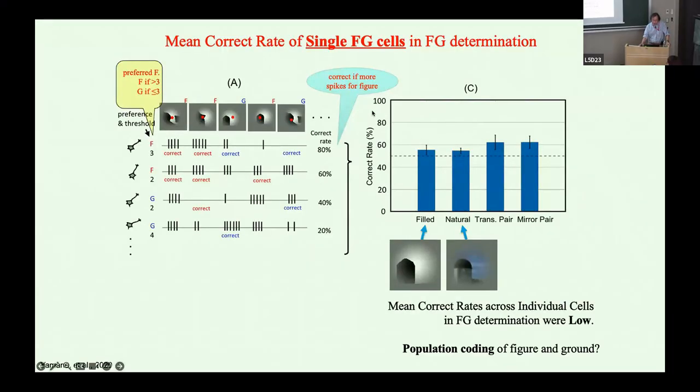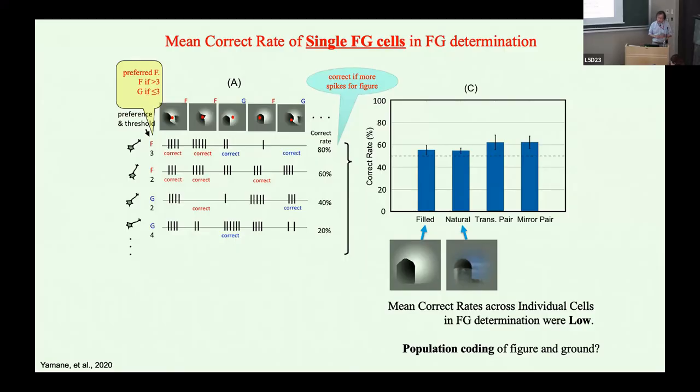This shows the mean correct rate across individual neurons in the figure ground determination. With any condition, the correct rate was low, just slightly above the chance rate, which is 50%. So this result indicates that individual neurons cannot reliably tell which region is a figure. This may not be surprising because we are talking about a single cell. A single cell may not be able to handle a wide variety of figure ground.